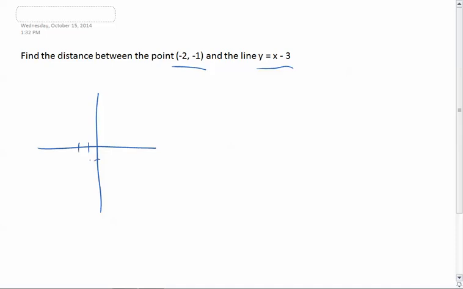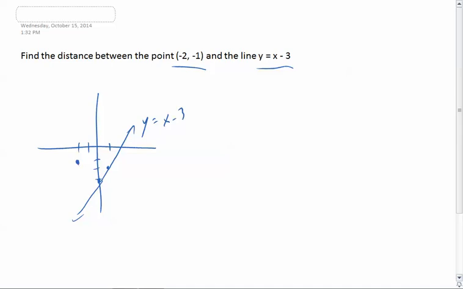(-2, -1) would be right about here. And y is equal to x minus 3. Well, let's just sketch that. We're going to go down to minus 3 here, and a slope of 1. So there's the line, y is equal to x minus 3.